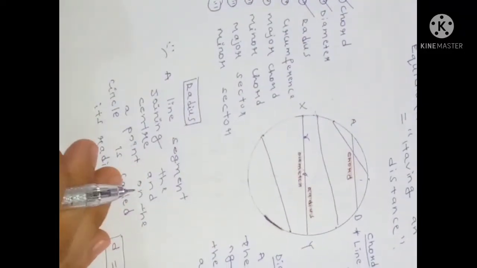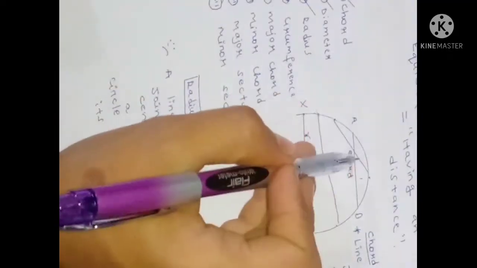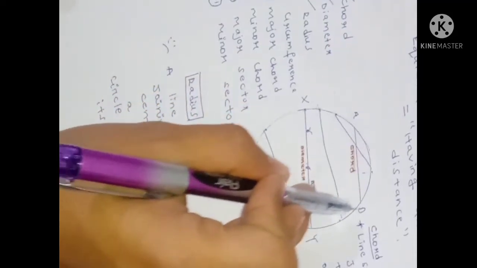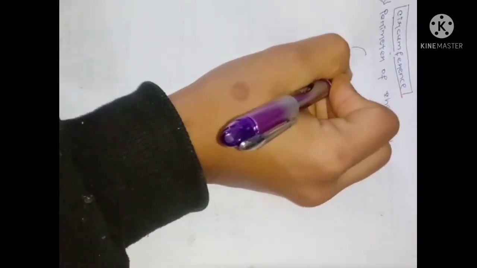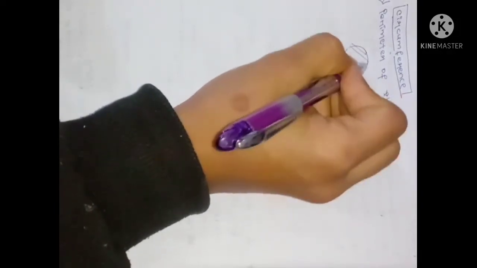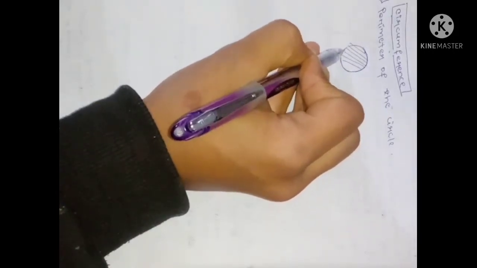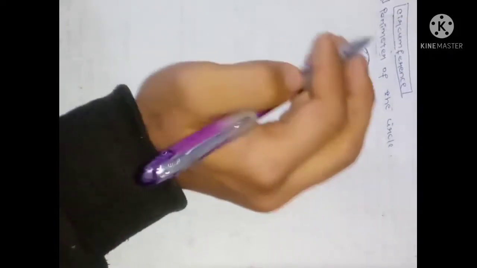Now what is circumference? Circumference means the perimeter of the circle. Now you can see this is a circle. This whole boundary of the circle is called the circumference of the circle. So the definition of circumference: the perimeter of the circle is called circumference. Suppose this is a circle, and if we talk about the boundary of the circle, then this is the boundary of the circle, and this boundary means the perimeter of the circle, and the perimeter of the circle is called the circumference of the circle.